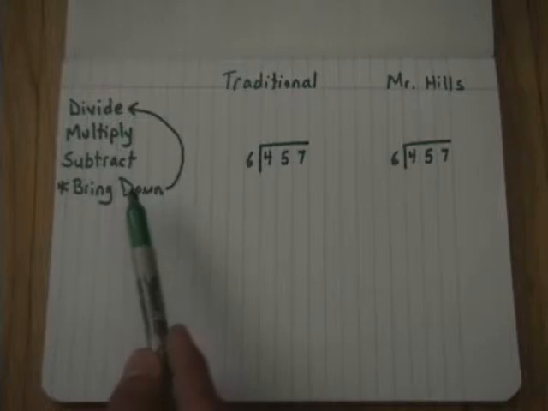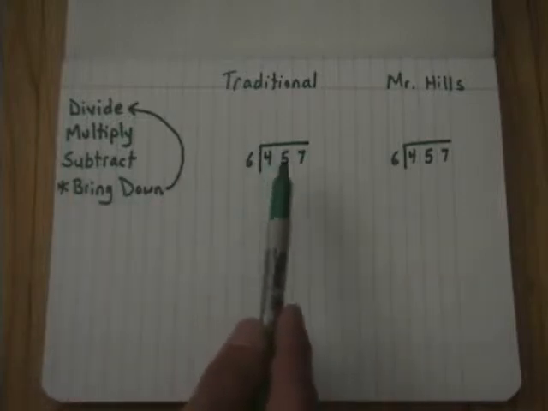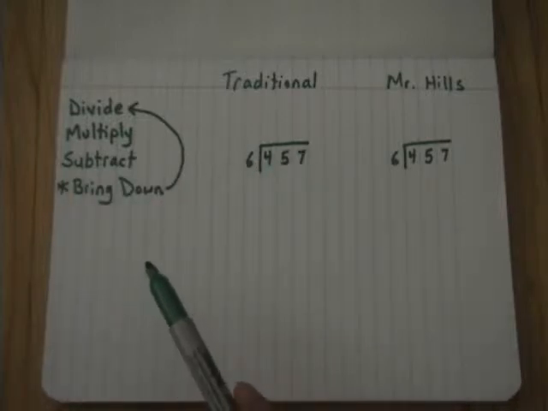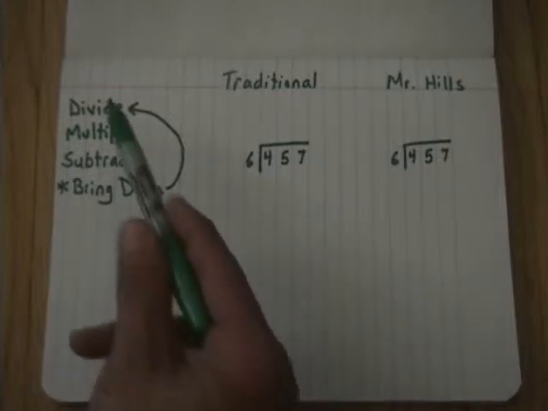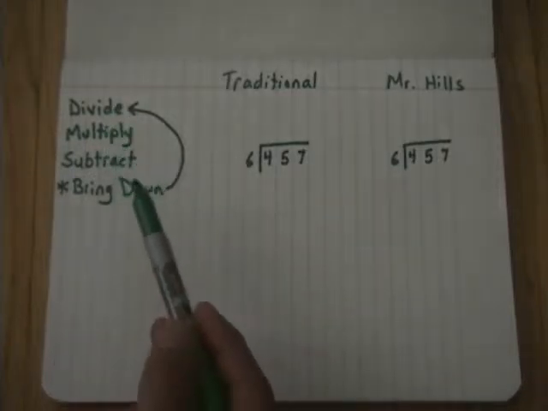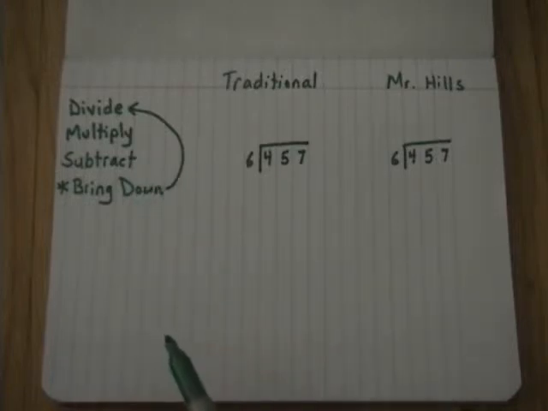And then the last step is bring down, and I put a little star there because that is just for the traditional. And even with the traditional, I can probably show you a way that you don't have to use that step. But these are the steps: divide, multiply, subtract, bring down, and I'll explain those as we go through. Alright, traditional. This is what it looks like.